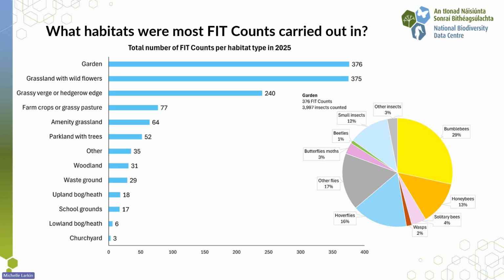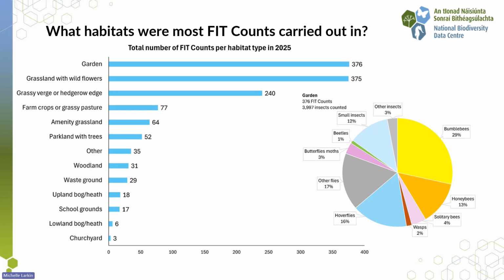In terms of habitats, gardens narrowly beat grasslands with wildflowers, which was interesting because the year before it was grassland with wildflowers that was the most common habitat people used. You can see here a list of different habitats: amenity grassland, parkland with trees, farm crops, hedgerow edges, even waste ground and churchyards. And the other category is any other habitats that wouldn't fall under any of these categories.